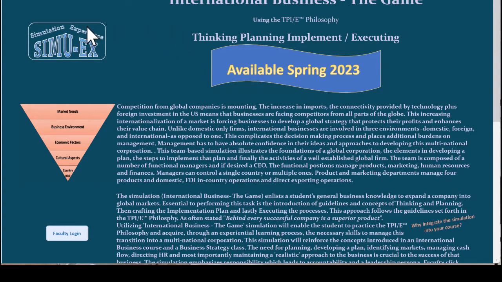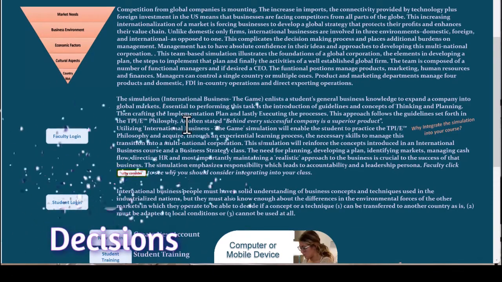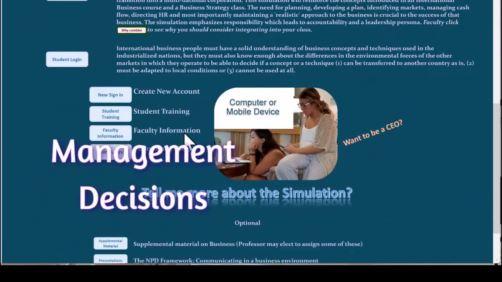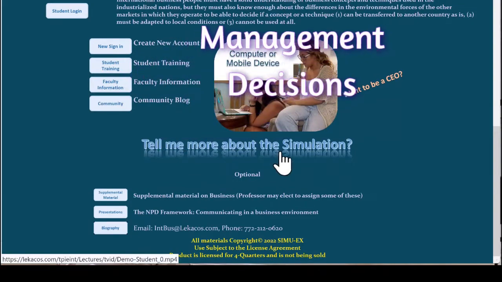Welcome to this overview of the International Business Strategy simulation game. What we're going to do in this brief overview is give you an idea of the many decision-making screens that you will encounter as you proceed through the simulation.